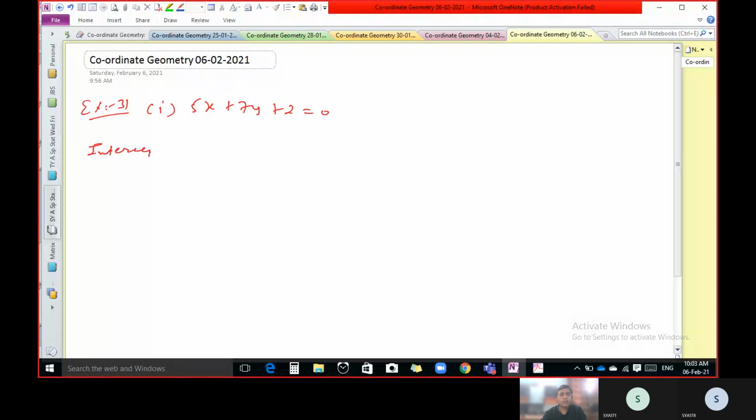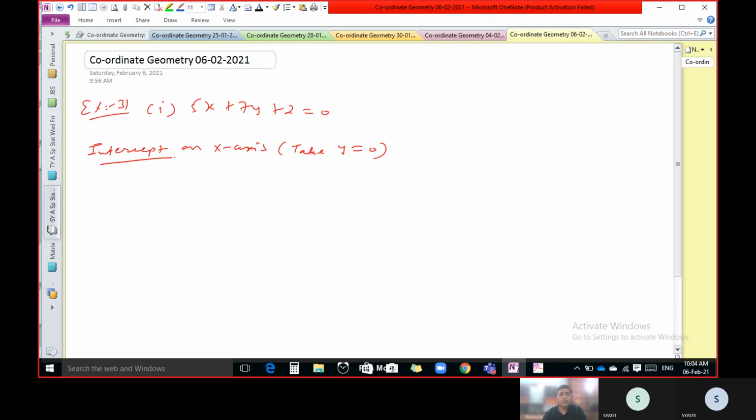So intercept on x-axis equal to... you can see, to find out the intercept on x-axis, take y equal to 0. So you will get the value of x, and that is nothing but the intercept on x-axis. So put y equal to 0 and tell me the answer.